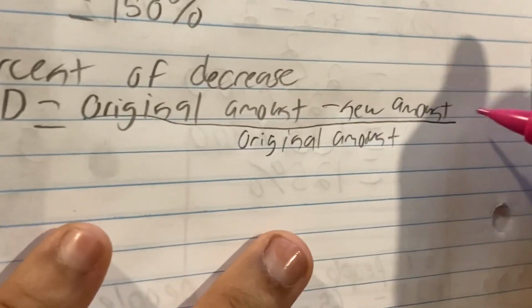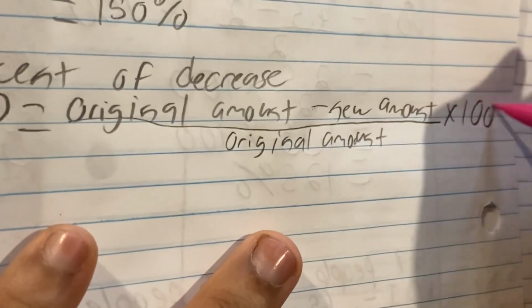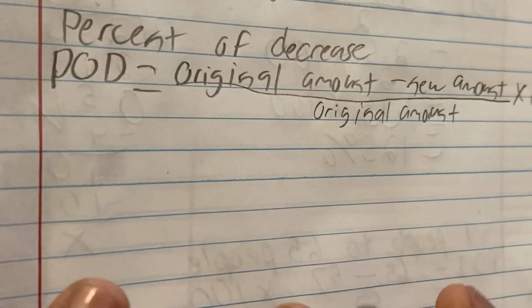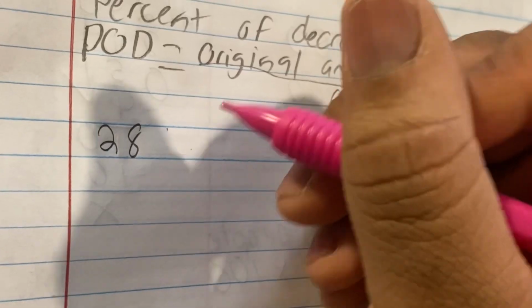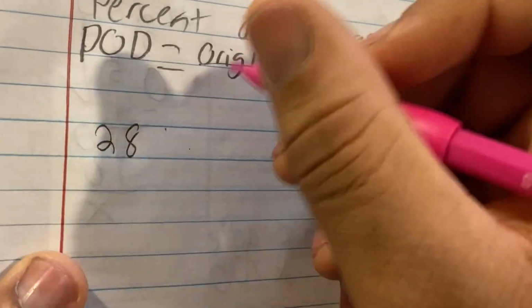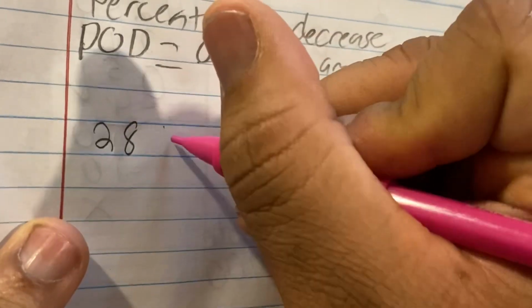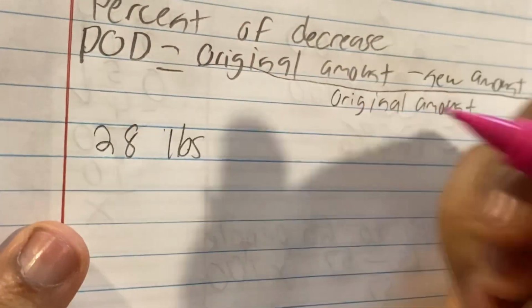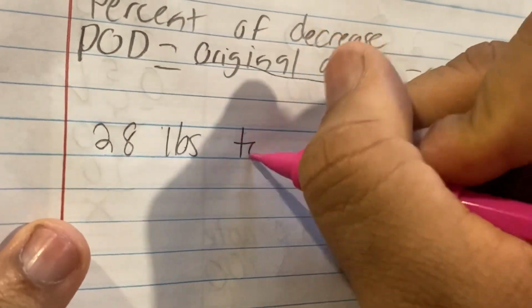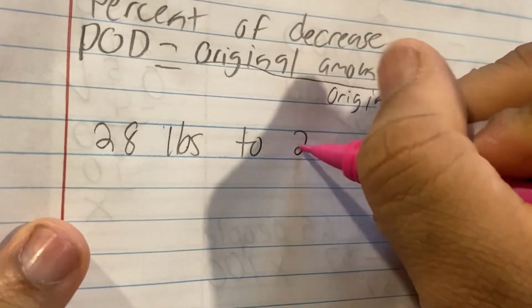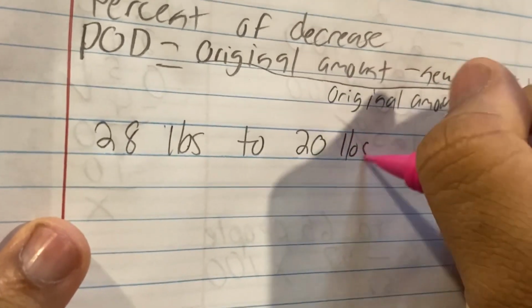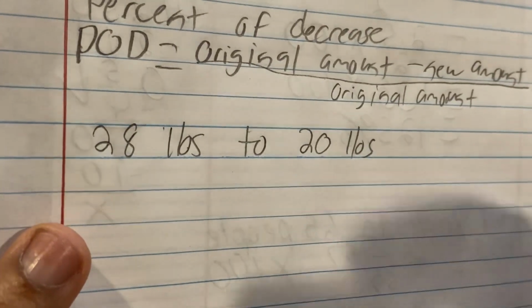And then whatever that is, we're going to end up multiplying that by 100. So let's go ahead and see what an example like this would be. Let's say we have a dog named Sparky, and in November, they weighed 28 pounds. But after 2 months, now in January, the dog weighs 20 pounds. What is the percent decrease in Sparky's weight?